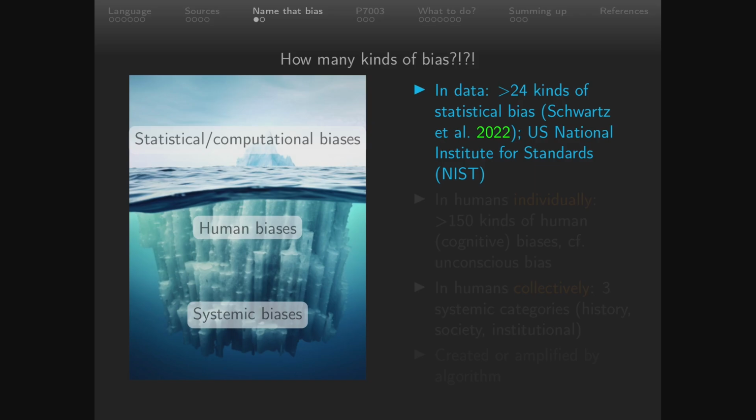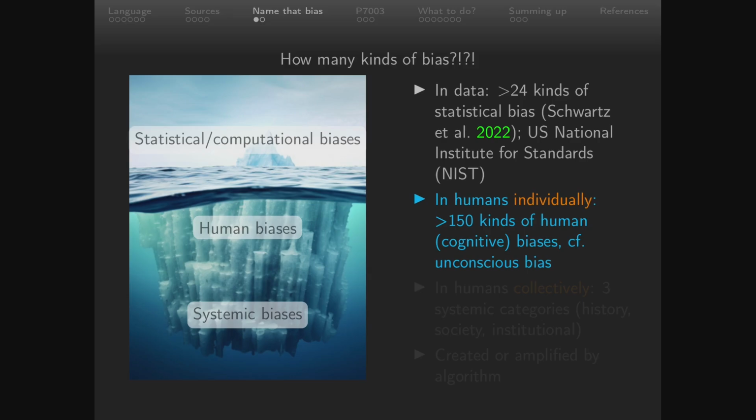So if we look at this report by Schwartz, which was published by the National Institute of Standards in the US, they identified more than 24 kinds of statistical bias. So that's just this group up here. Depending on where you look, there can be 100 or more different kinds of human cognitive bias. The one that you're probably most familiar with is the notion of unconscious bias.